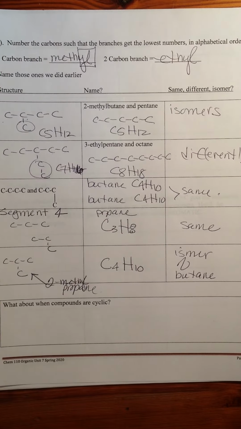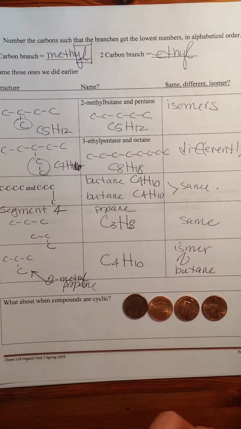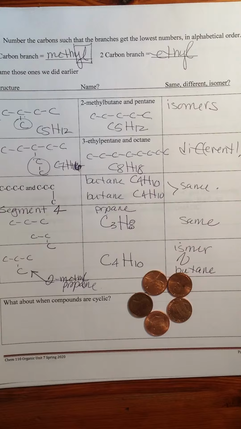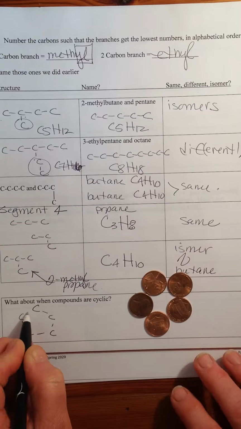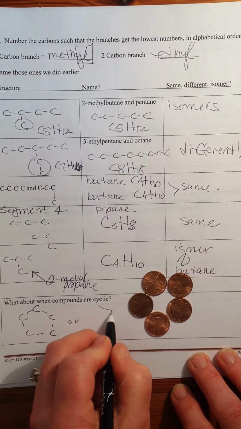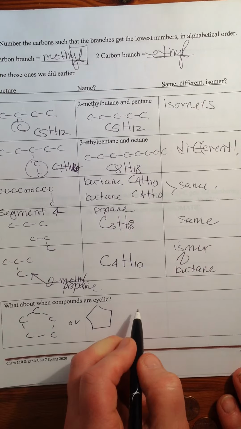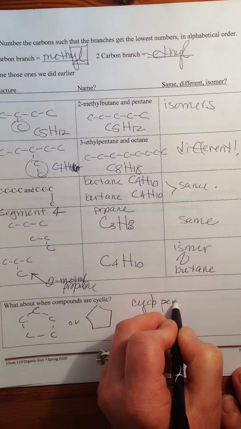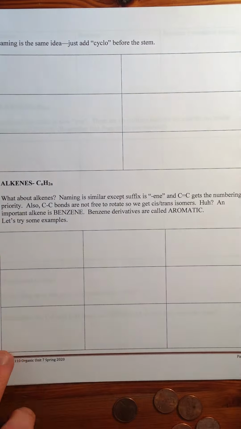Okay, so I can take my pennies, and I can take my 5 pennies. That would be pentane. Okay, so this would be pentane, and I can put it in a circle like that. 1, 2, 3, 4, 5. Or I could draw it as a line drawing. Okay, so you're going to name it the same way. You just say cyclo and then the 5 carbons. Pentane. Okay, cyclic structures are very, very common.